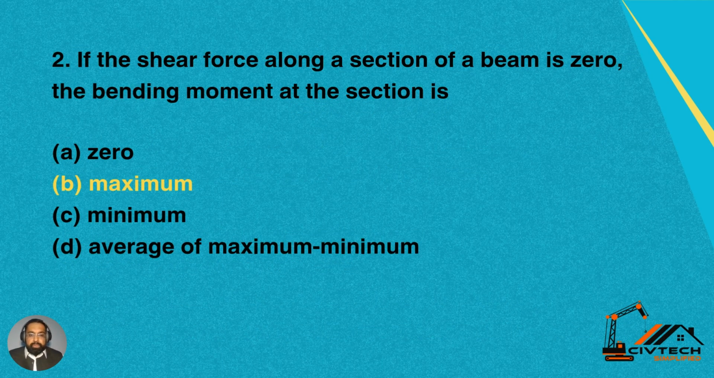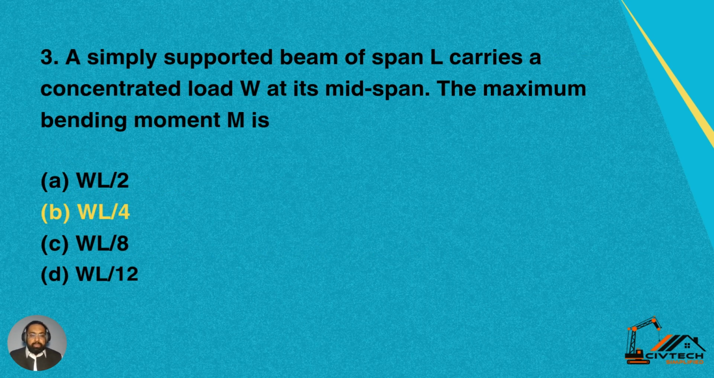Question number 2. If the shear force along a section of a beam is zero, the bending moment at that section is: option A, 0; option B, maximum; option C, minimum; option D, average of the maximum and minimum. If shear force along a section of a beam is 0, the bending moment at the section is maximum. So option B is the correct answer for this question.